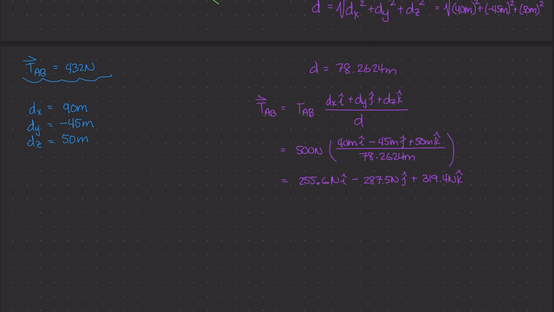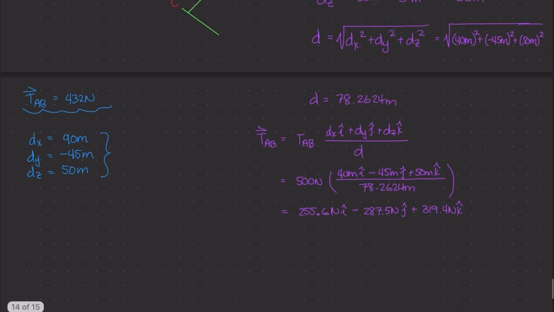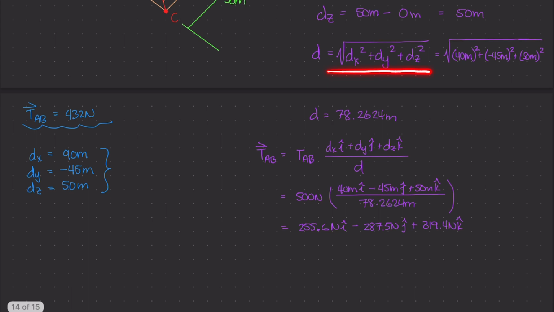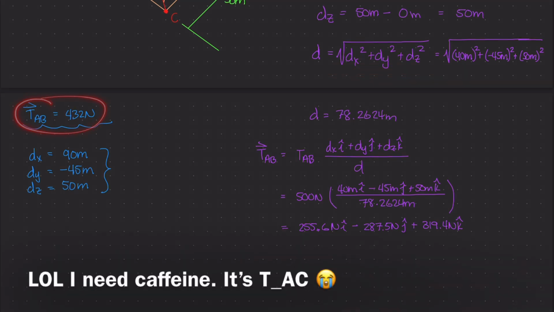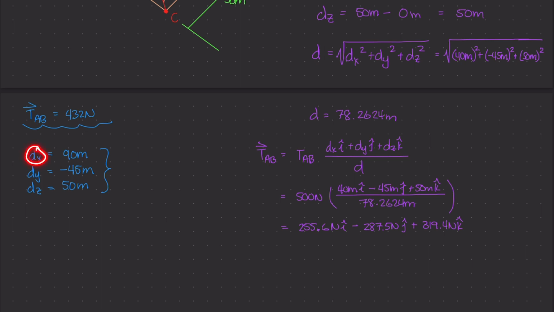Okay, now if we apply the same methodology that we did up here to figure out what D is for T_AB, we can do the same thing for T_AC. And if we just plug dx, dy, and dz into this equation right here, we would get a value of D equal to 112.3610 meters. Okay, so awesome.